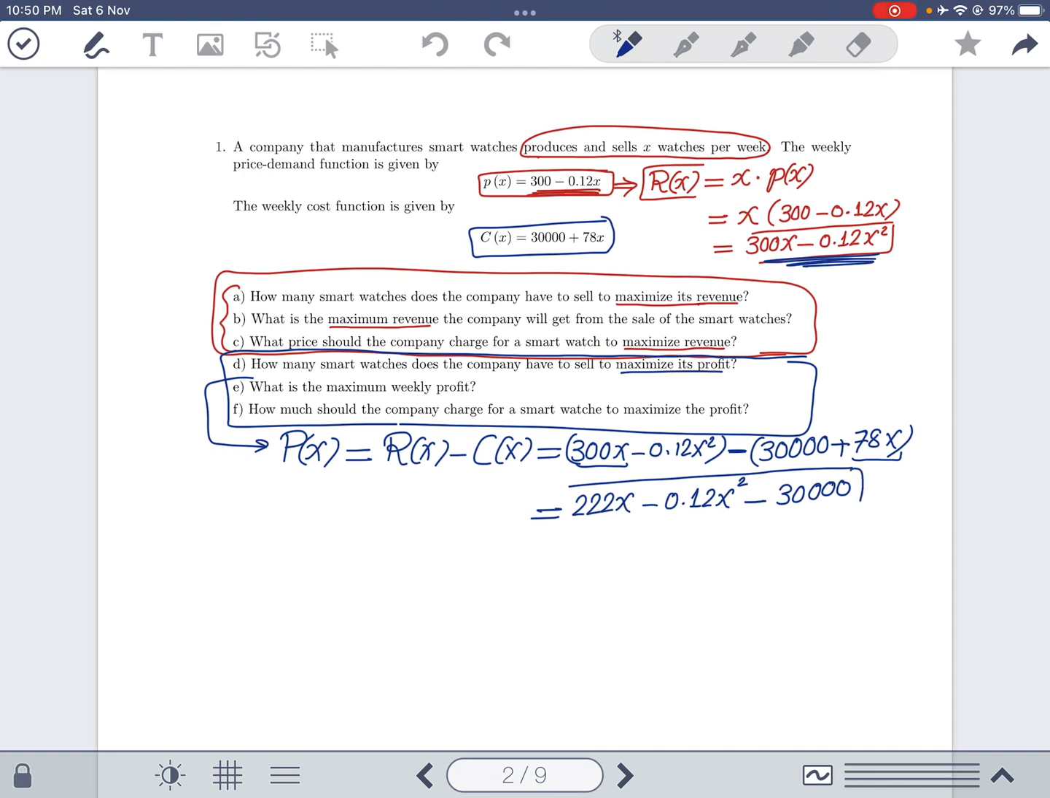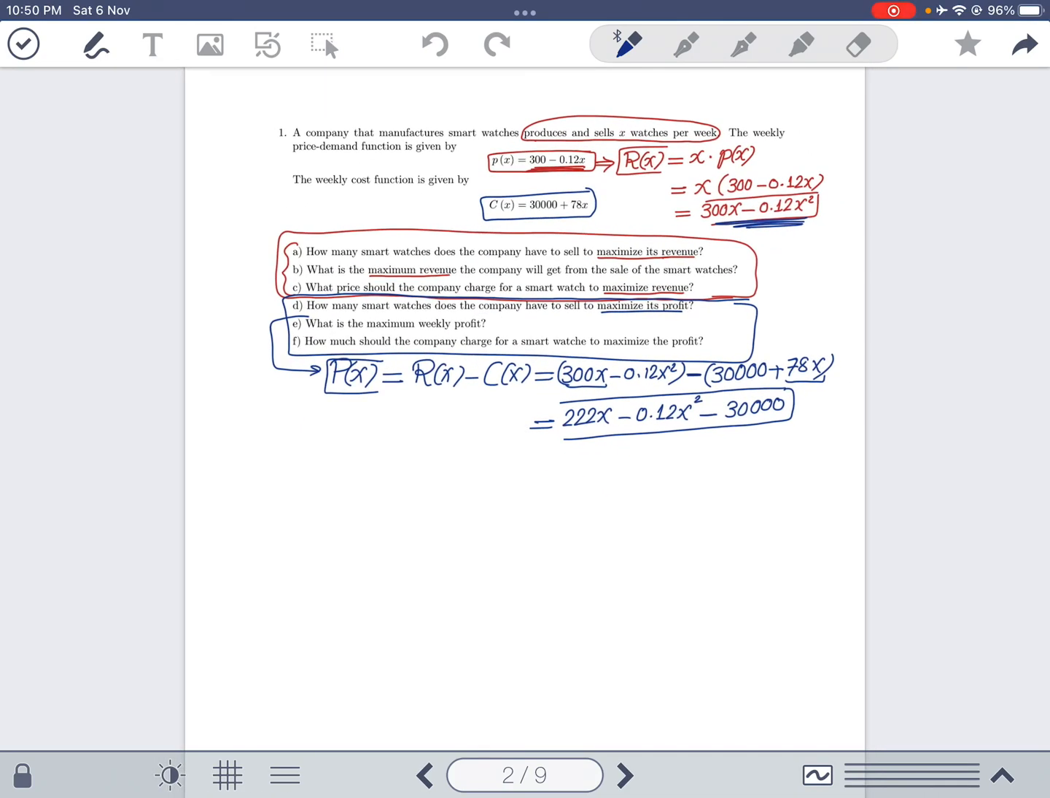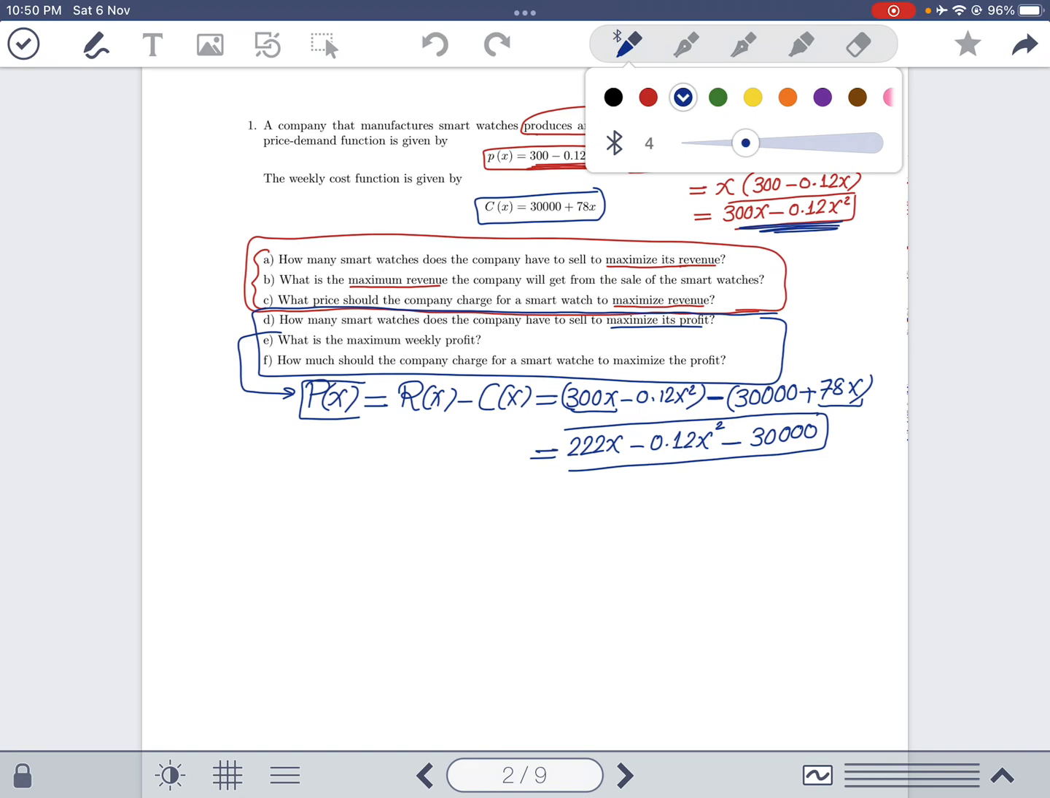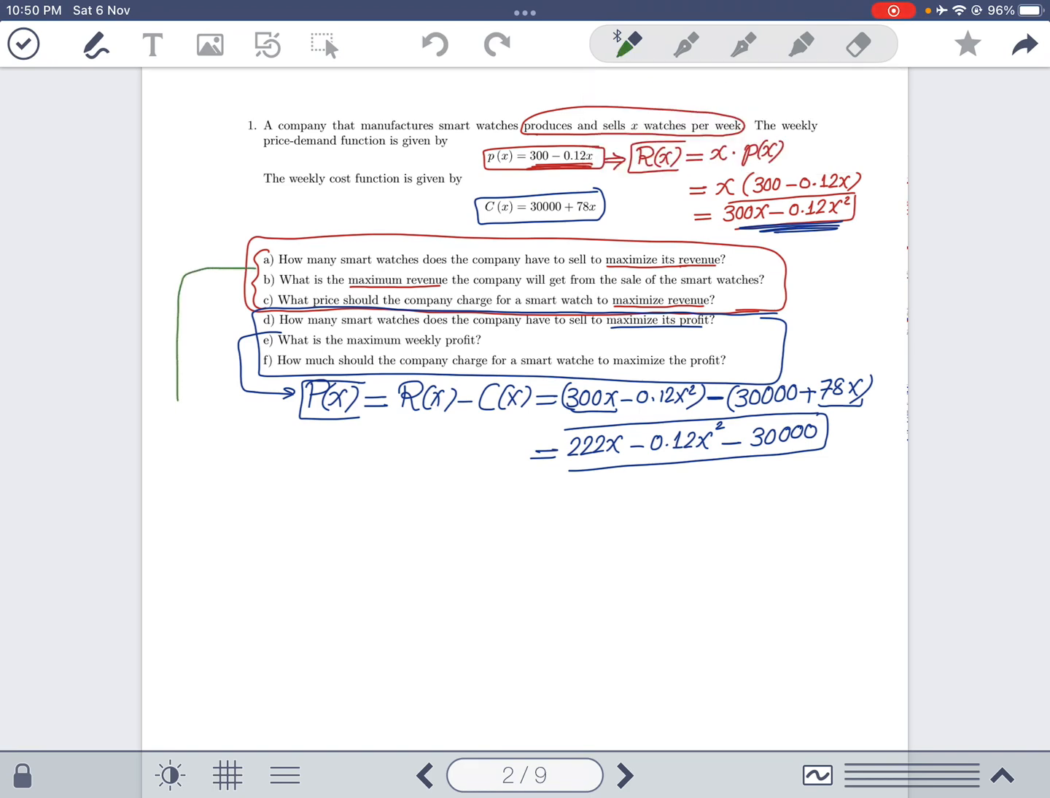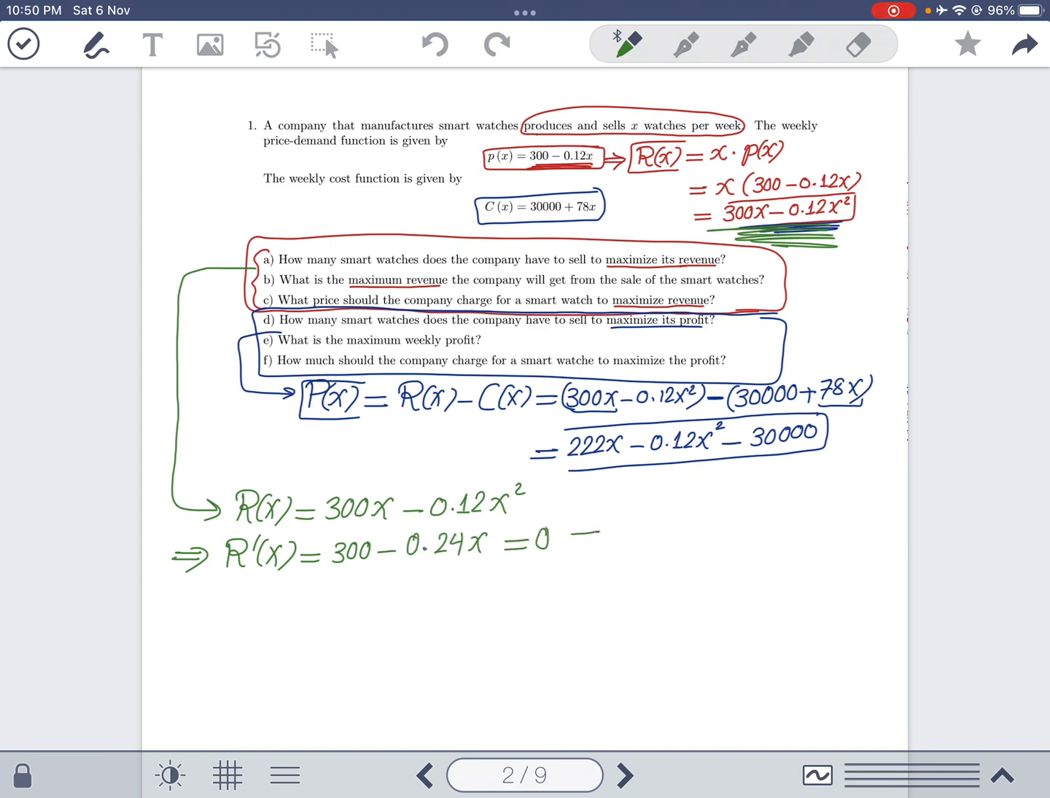Perfect. So now you have all the functions that you need in order to solve this entire question. Pay attention now, because it's very simple. It just needs your attention. So let's see the first three. We're talking about maximizing the revenue. So remember, the revenue R of x equals, as we computed at the beginning from the price demand function by multiplying by x, 300x minus 0.12x squared. Now we want to maximize it. The derivative is 300 minus 2 times 0.12, which is 0.24x. Set it equal to 0 to get the critical numbers.